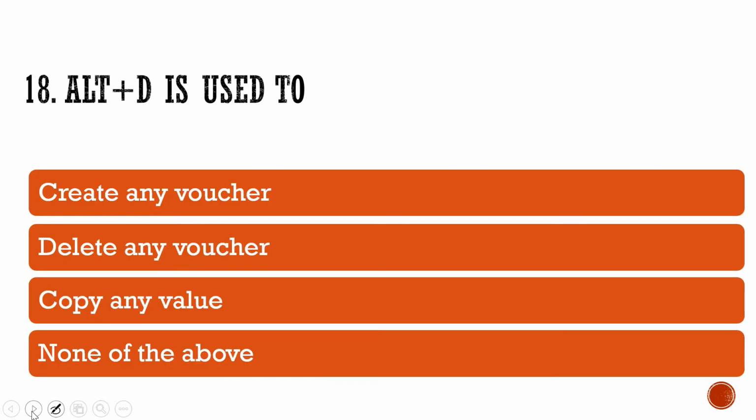Next question: ALT+D is used to? We have studied this question earlier, but it was asked vice versa. To delete any voucher, what is the shortcut key? Now I am asking what the shortcut key ALT+D is used for. So my answer will remain: delete any voucher. ALT+D, D for delete. So it will be easy to remember.